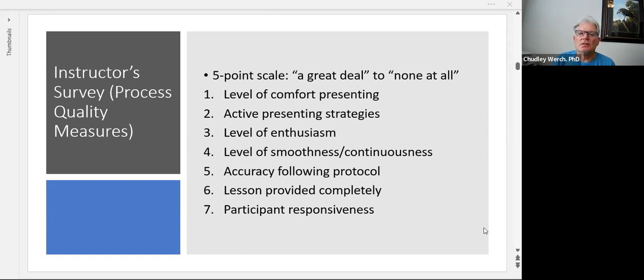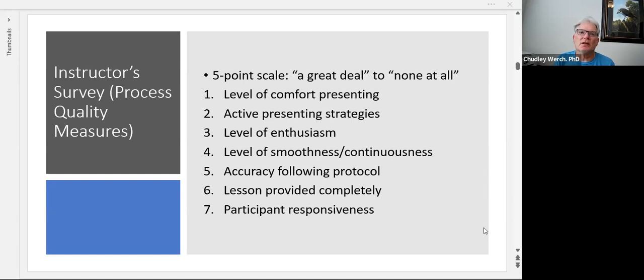Number 4, level of smoothness or continuousness of your lesson. You can see some of these will improve over time with practice or with implementation, like comfort level number 1, smoothness number 4, accuracy of following your protocol. All PPW programs come with a scripted protocol. If you follow the protocol, you could assess yourself very high on this scale. Number 6, complete the whole program.